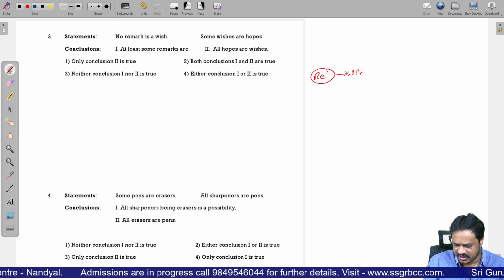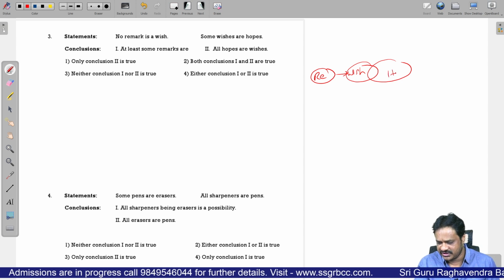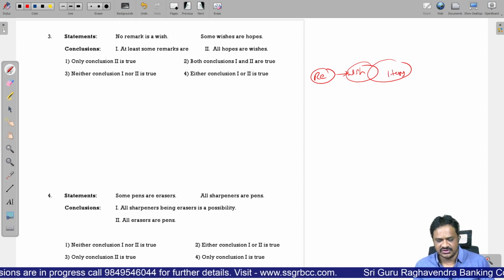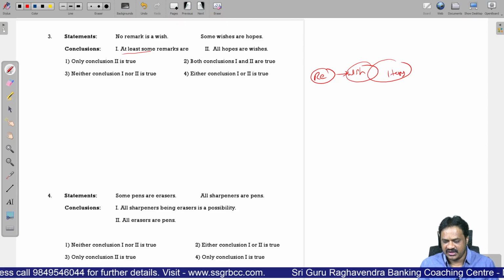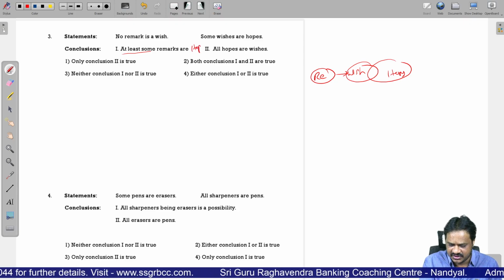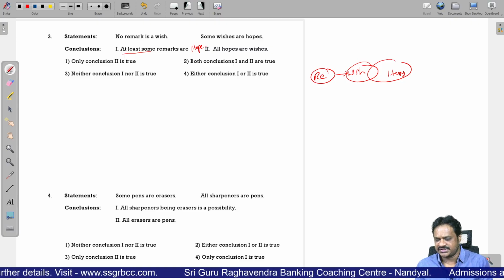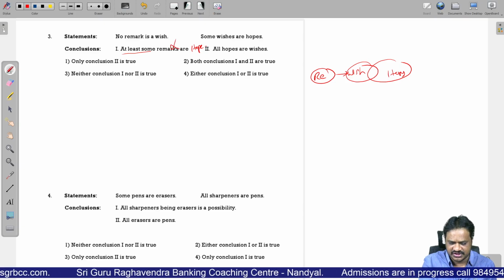No remark is wish. Some wish is hopes. At least is nothing but some. At least some remarks are hopes. Is there any relation between remark and hope? No. Therefore, the first one does not follow.